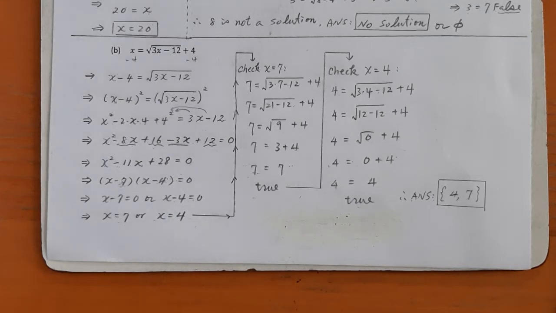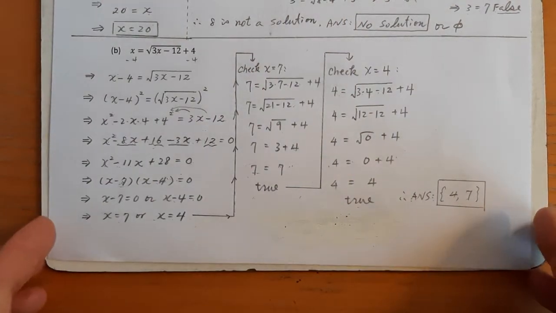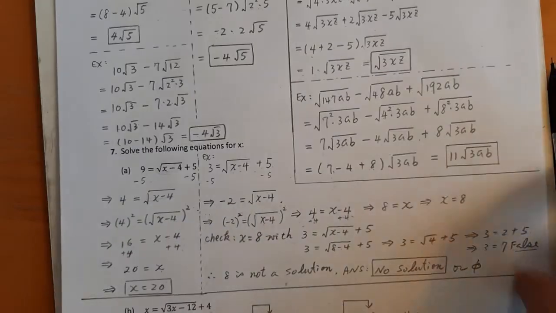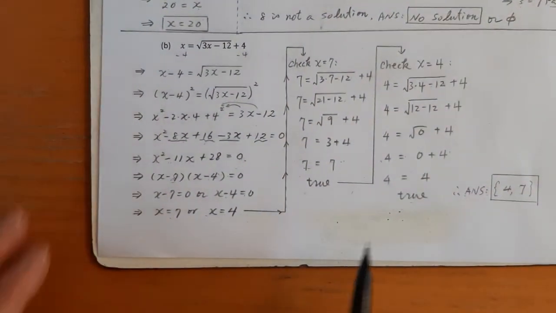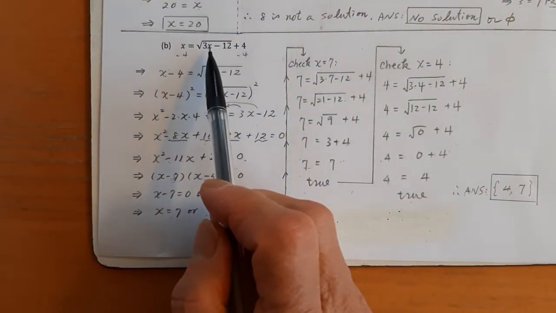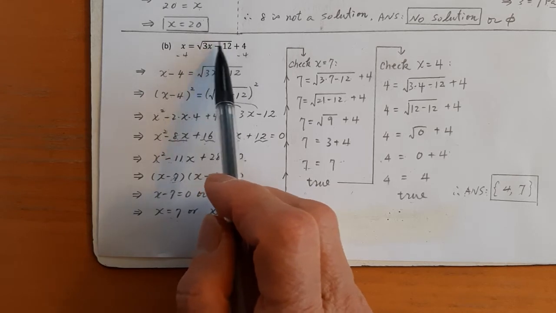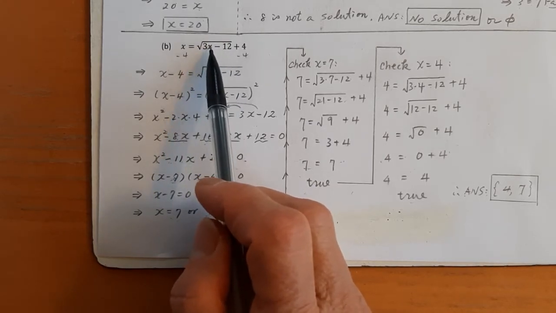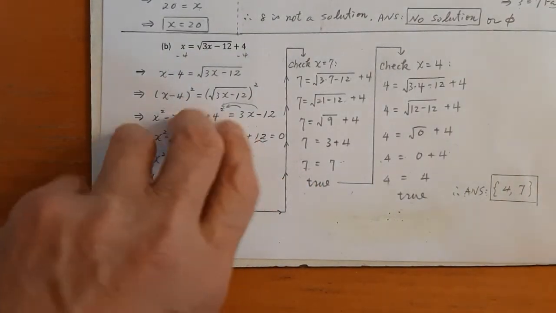So for a radical equation, when you get the solution, you always have to check with the original equation, because if your solution makes the part under the square root negative, it won't be a solution. I'll show you an example later.